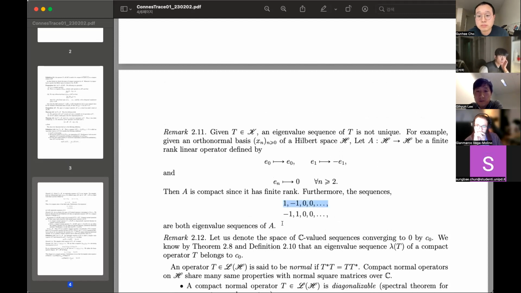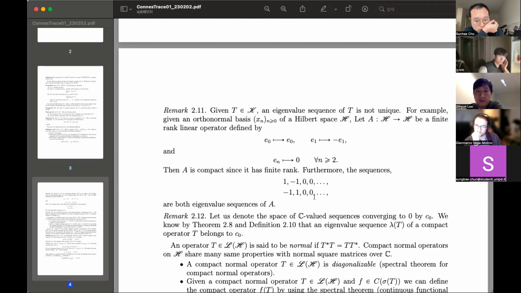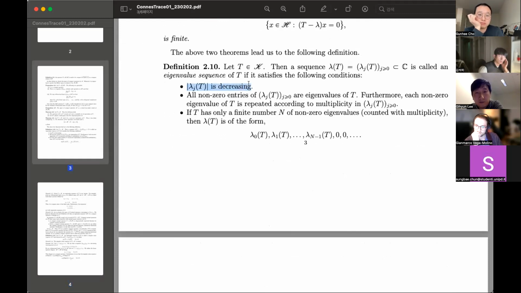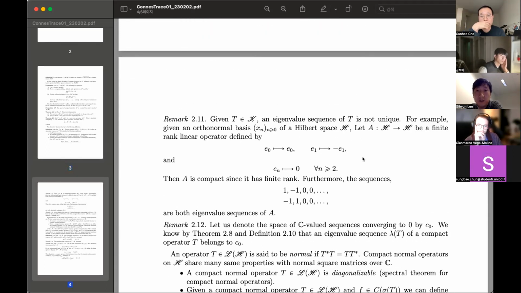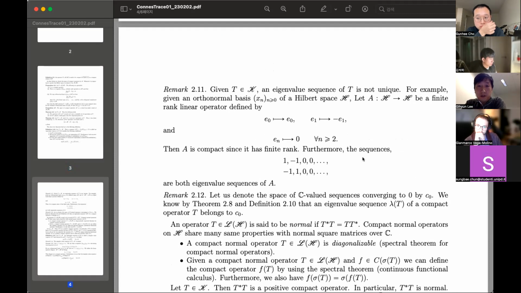Both of these sequences are eigenvalue sequences of A, because if we take the absolute value of this sequence, it satisfies the first condition, and all the other conditions are also satisfied. So the eigenvalue sequence of T is not unique. One can form various eigenvalue sequences of the given compact operator by rearranging the given eigenvalue sequence. Okay, any questions so far?